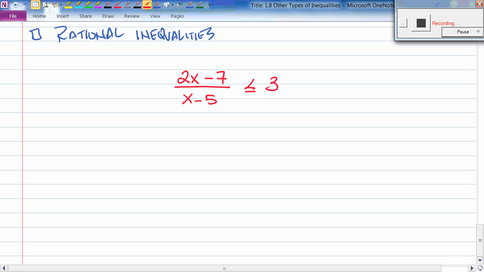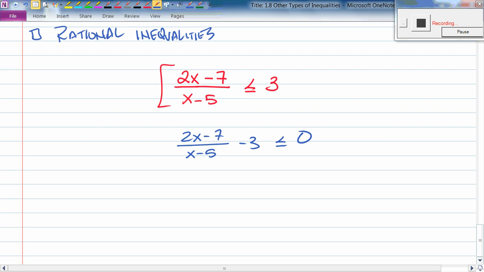Okay. 2x minus 7 over x minus 5 is strictly less than 3. Now, since we're dealing with a fraction here, we have to be very, very careful in terms of what we're doing when we multiply both sides by anything. So in this case, instead of multiplying by an x minus 5, I would rather take 2x minus 7 over x minus 5 and subtract 3 from both sides to guarantee that I'm not multiplying or dividing by a negative number.